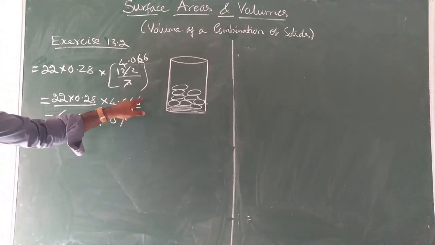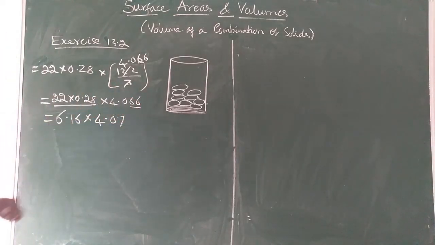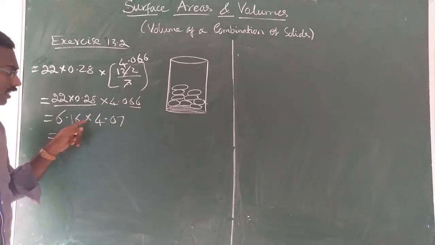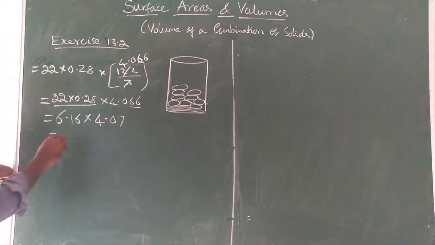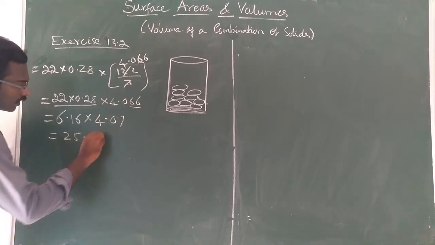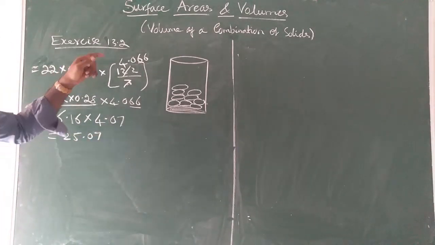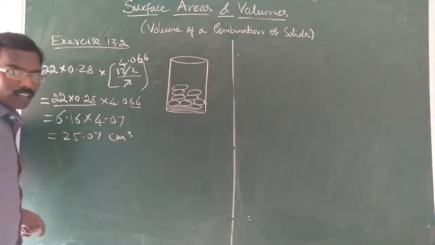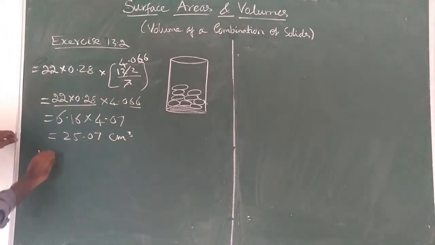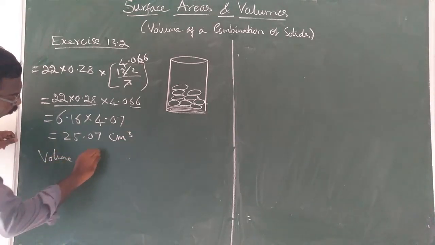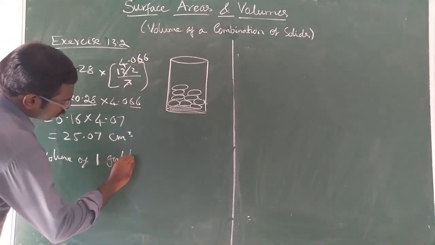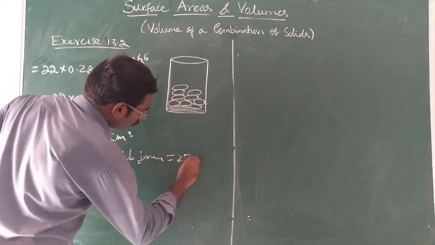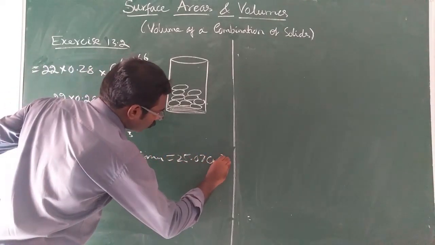If the digit is more than 5, you can round it, because the third digit, no problem. Okay. So now finally the answer will come 6.16 into 4.07. The answer will come 25.07. And the unit, this is volume, isn't it? So volume centimeter cube. Okay, this is the volume of 1 gulab jamun. So volume of 1 gulab jamun is approximately 25.07 centimeter cube.